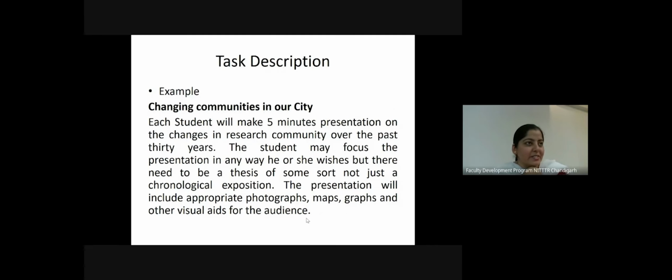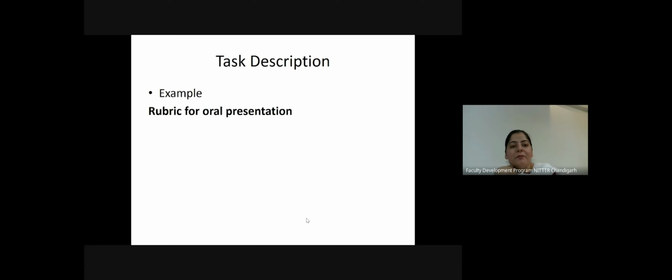सपोज अगर मैं अपनी टास्क डिस्क्रिप्शन में ये ना डालूं, लास्ट लाइन डिलीट कर दूं, मैंने अपनी एक्सपेक्टेशंस लिखी एंड द लास्ट लाइन इज नॉट अवेलेबल: Presentation will include appropriate photograph, map, graph, visual aid. It is difficult for the student to compile that information within limited time. तो task description में क्या होगा? Whatever your expectations, those expectations need to be clearly highlighted for the student population.